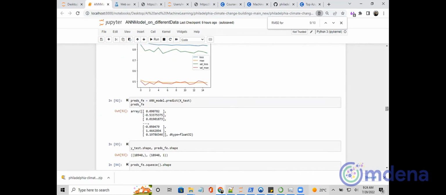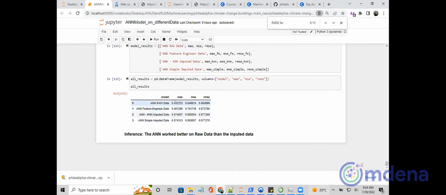So the artificial neural network model didn't perform well. It performed better on the raw data than on the others, when you compare the KNN imputed, simple imputed, and feature engineering data. So this is not a model that is good for our data set. That was the inference we found.